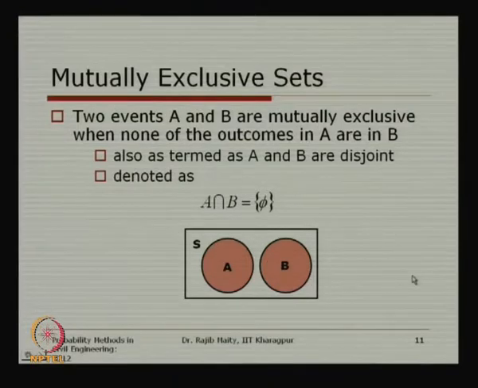In the example of throwing a die, if one set consists of all the even numbers and another set consists of all the odd numbers, then you can easily say that there is no intersection between these two events, and so the set of even numbers and the set of odd numbers are mutually exclusive sets.